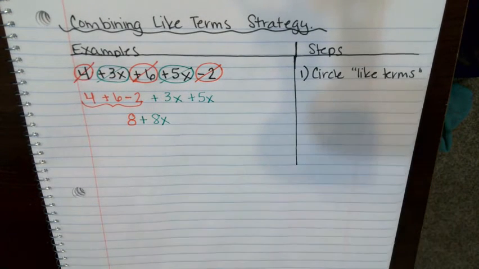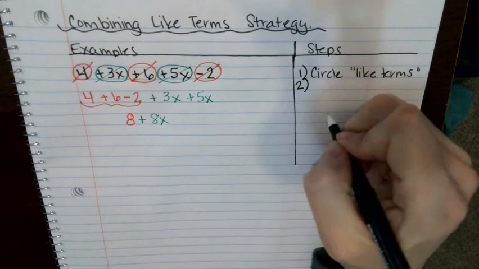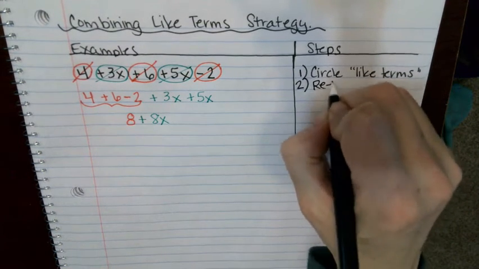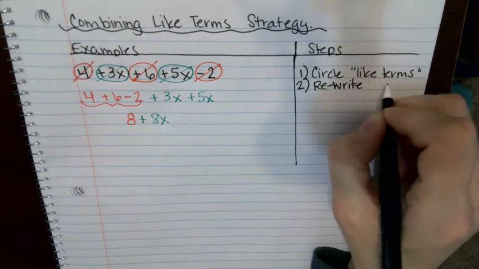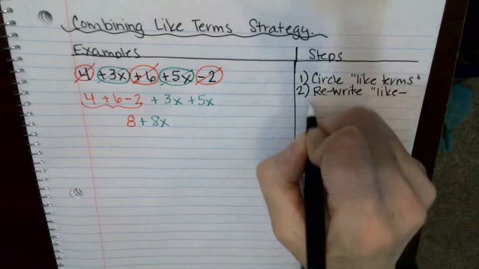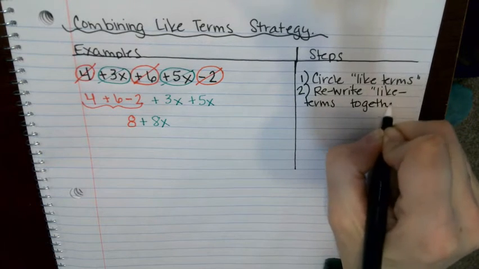So circle the terms, step 1. Step 2, what we did is we rewrite the like terms together. Okay, that's what we did. We rewrite the like terms together.